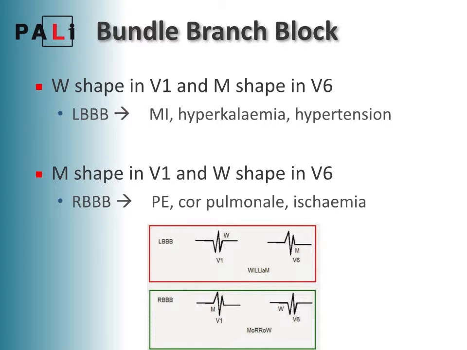Next, while we're still looking at the QRS, we want to assess for bundle branch block. This is classically described as seeing a W shape in V1 and an M shape in V6 representing left bundle branch block. This can be caused by an MI, hyperkalemia, or hypertension. If there is an M shape in V1 and a W shape in V6, then this is right bundle branch block, and this can be seen from right heart strain, such as a PE, cor pulmonale, and ischemia.